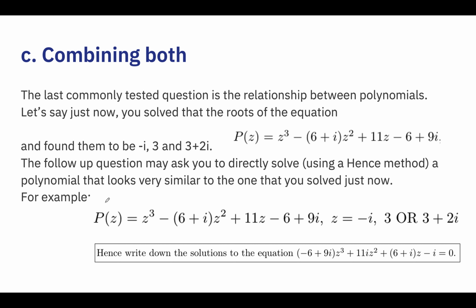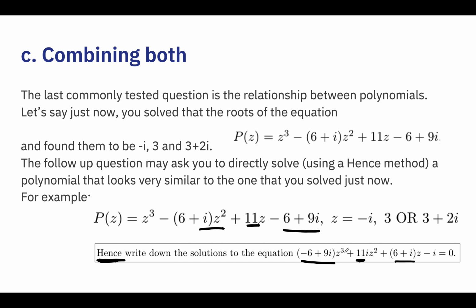So they might ask you to write down the solutions to the equation minus 6 plus 9i z cubed plus 11i z squared plus 6 plus i z minus i. So we first need to notice the similarity, because if they ask us for this, then it must be very similar to the previous part. This minus 6 plus 9i comes in here, 11 is here, 6 plus i is here.